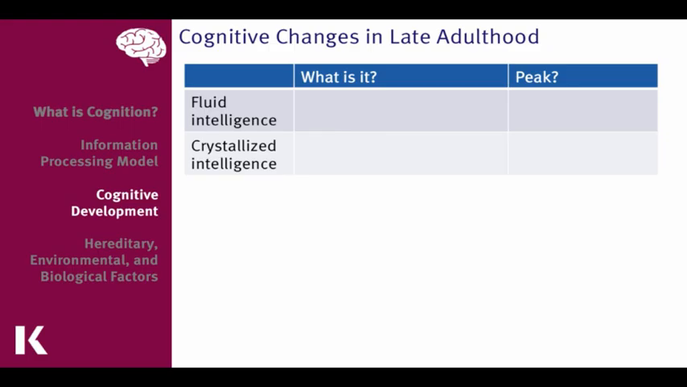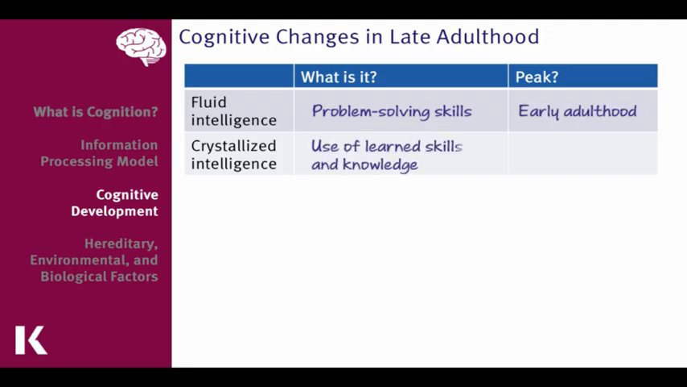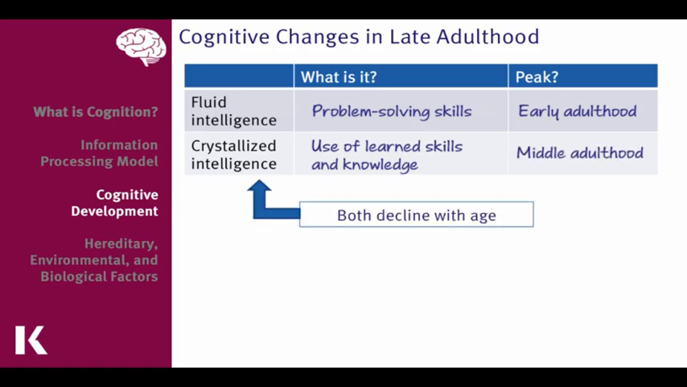As individuals grow older, various cognitive changes occur. These changes can be described in terms of fluid intelligence and crystallized intelligence. Fluid intelligence is the skills involved in solving problems and peaks around early adulthood. Crystallized intelligence, on the other hand, involves applying skills and knowledge that we've acquired, and peaks around middle adulthood. Both fluid intelligence and crystallized intelligence decline with age, and this is a natural process.